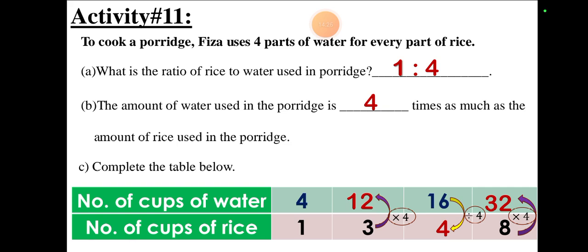What is the ratio of rice to water used in porridge? 1:4. Here you can see number of cups of water 4, 12, 16, 32, and number of cups of rice 1, 3, 4, and 8. The amount of water used in a porridge is dash times as much as the amount of rice used in a porridge. 4. Okay.